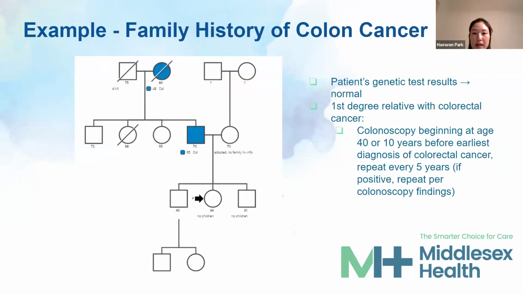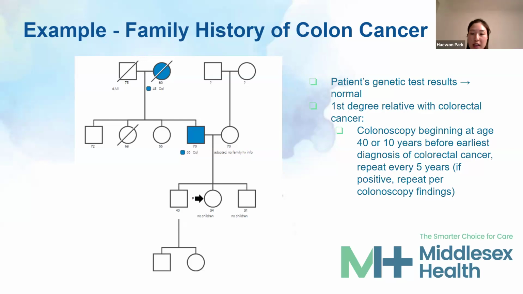So this example is illustrating a family history of colon cancer without a genetic mutation. Our patient is shown here once again with a black arrow next to it. She has a father with colon cancer at age 65, as well as a paternal grandmother with colon cancer at 48. Our patient underwent genetic testing based on her family history, especially because of the early onset colon cancer in her grandmother, and her results came back all normal. So no genetic mutation was identified.